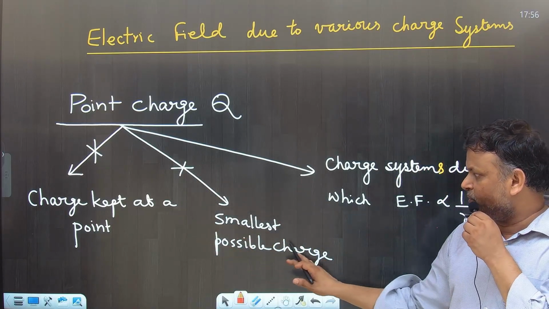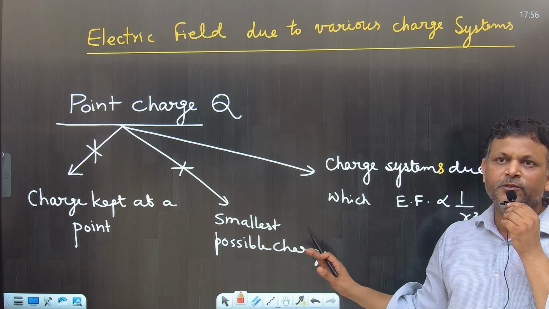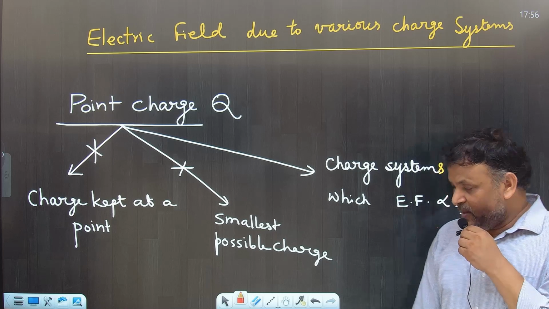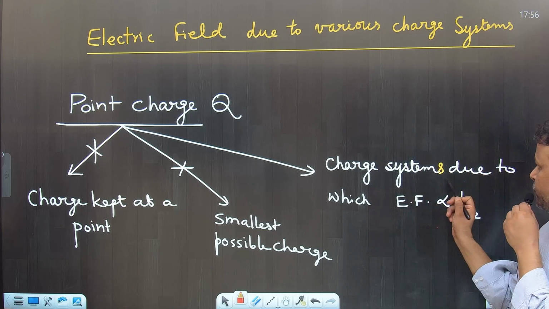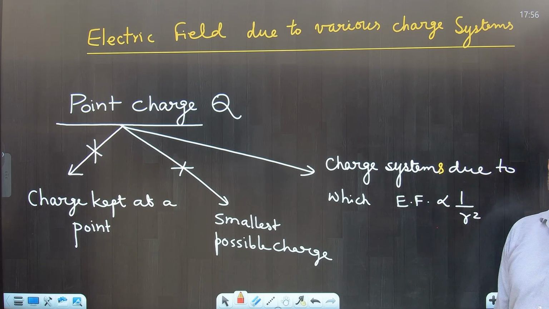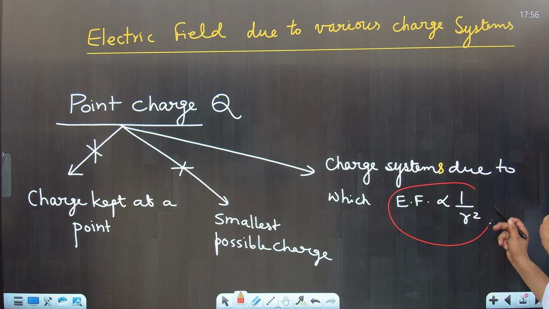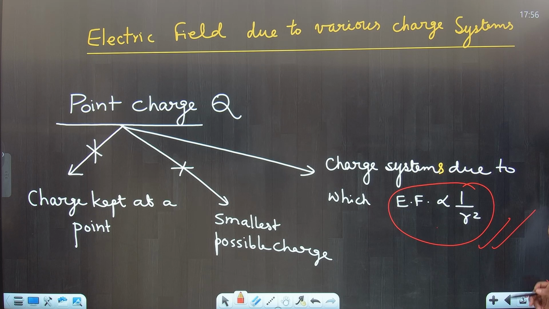So we should come to the other definition: the smallest possible charge. This is also a wrong definition. The best definition is that those charge systems due to which electric field is proportional to 1 by r square are called point charge. So it is very important. It doesn't matter whether it is very close to the charged body or far away.